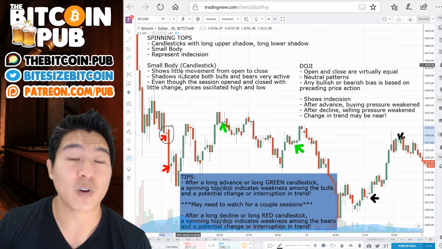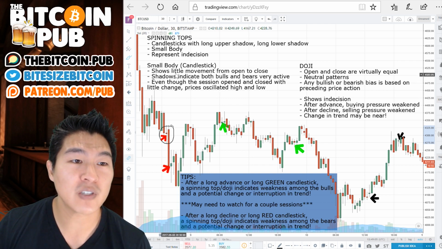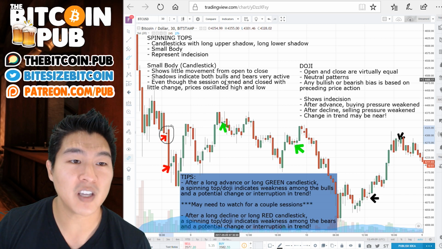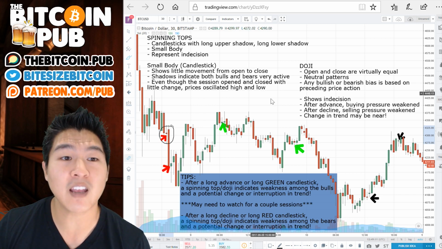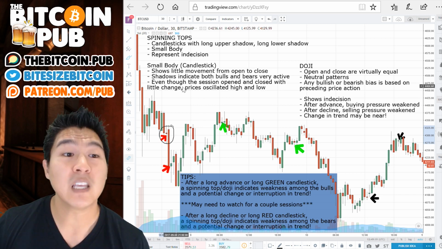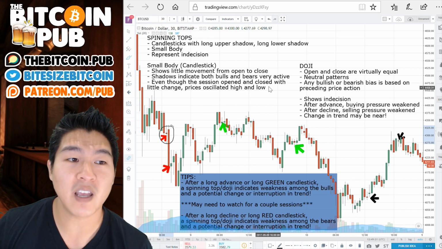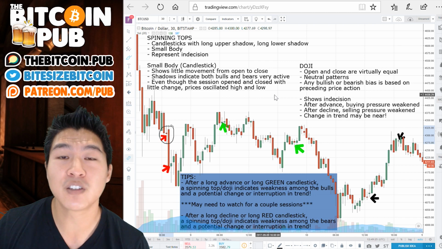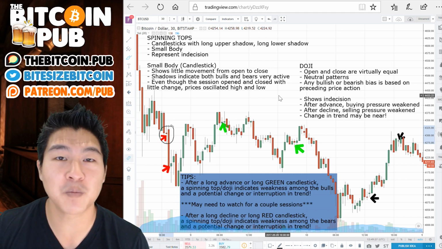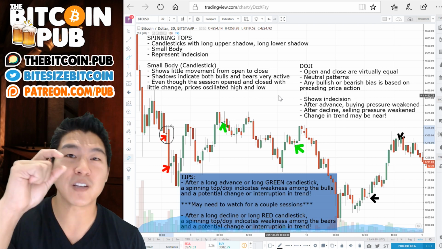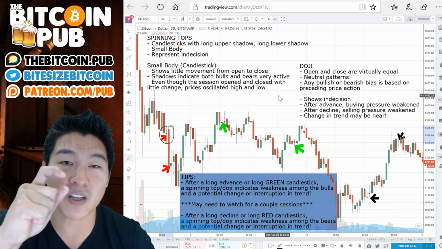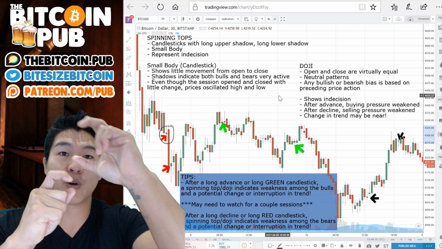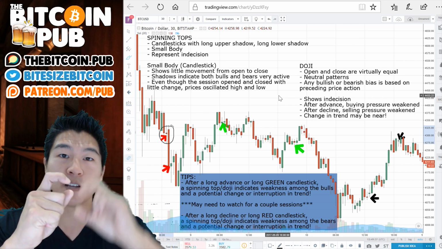When you have a small body or a small candlestick, it shows that there's little movement from open to close. And the shadows indicate both the bulls and the bears are very active. Even though the session opened and closed with very little change, prices oscillated from high to low. Okay, so that makes complete sense. So we have something called a spinning top, which has a small body and a long shadow on both sides of that small body.